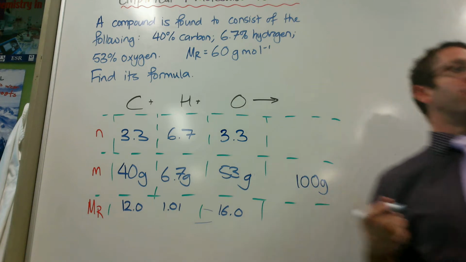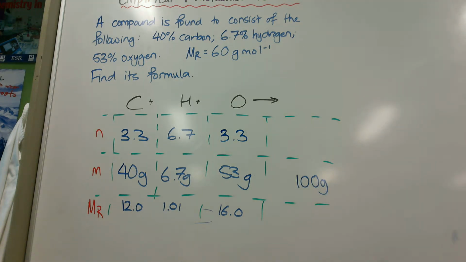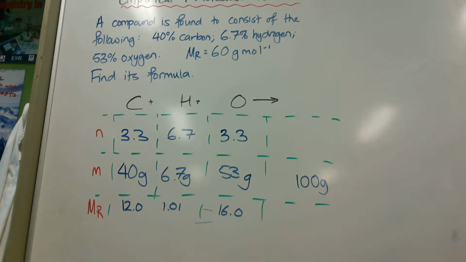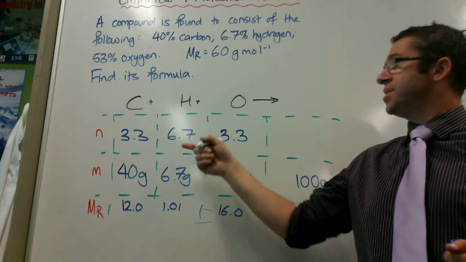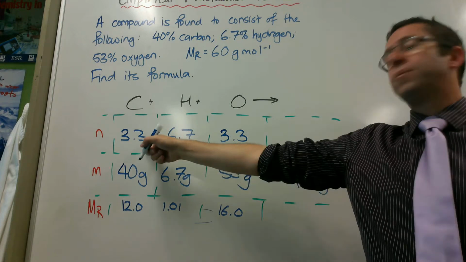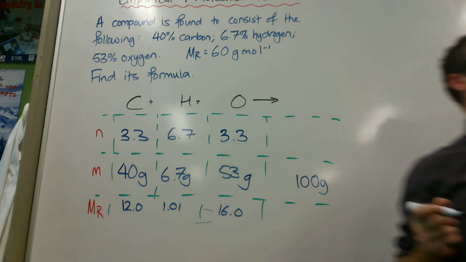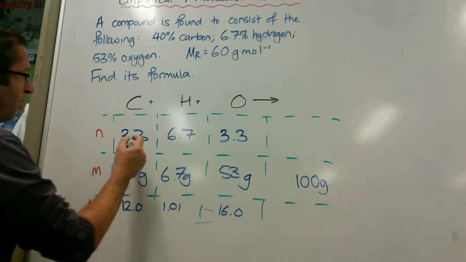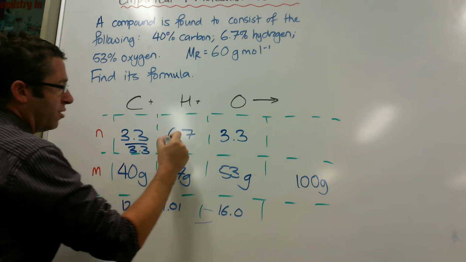Now to find our mole ratios before, what were we dividing by to make one of these 1? Itself. Which one are we going to choose? Which number do we choose? Okay, so if we divide both by 6.7, that one would be a 1, but that would make these fractions. The rule is you divide by the smallest number in this row. So what's the smallest number in this row? 3.3. So to make our ratio, we're going to divide everything by 3.3.